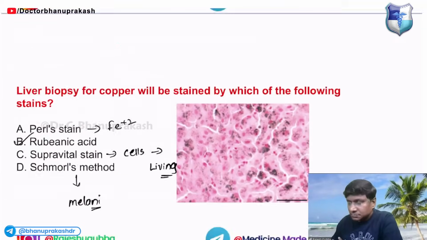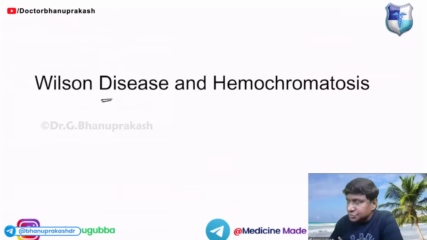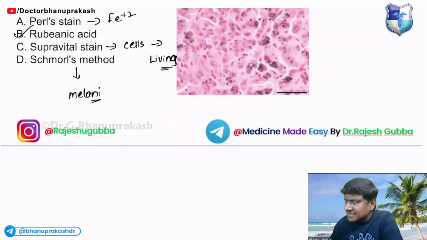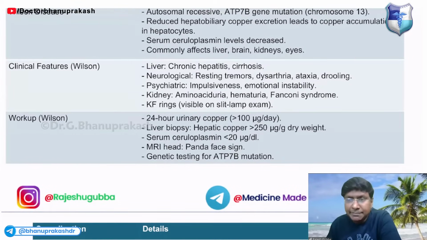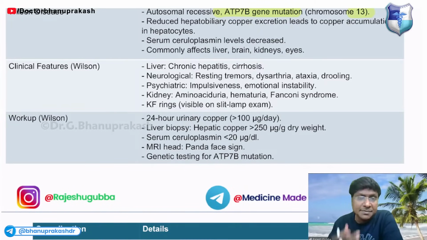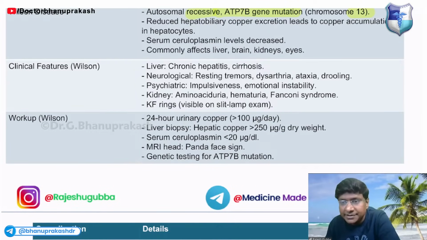Now, let us do the detailed discussion of Wilson's and as well as hemochromatosis. So, what is very commonly asked in case of Wilson's? Gene mutation. What is the gene that is being mutated? The gene that is being mutated is the ATP7B gene, and on which chromosome is it present? It is present on chromosome number 13. And how is it being inherited? It is being inherited as autosomal recessive.